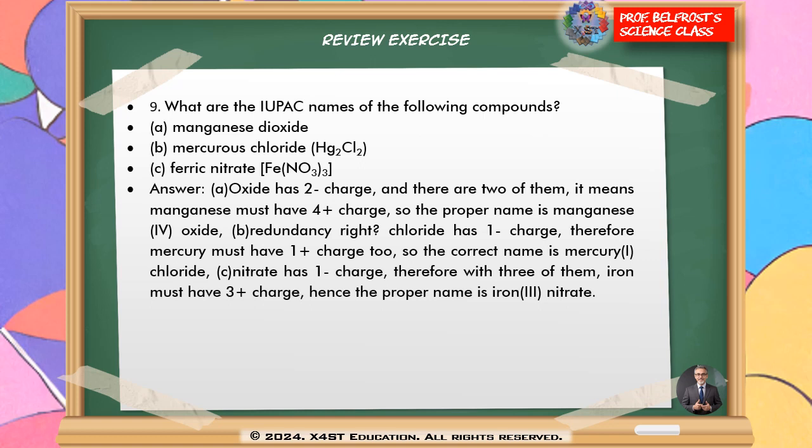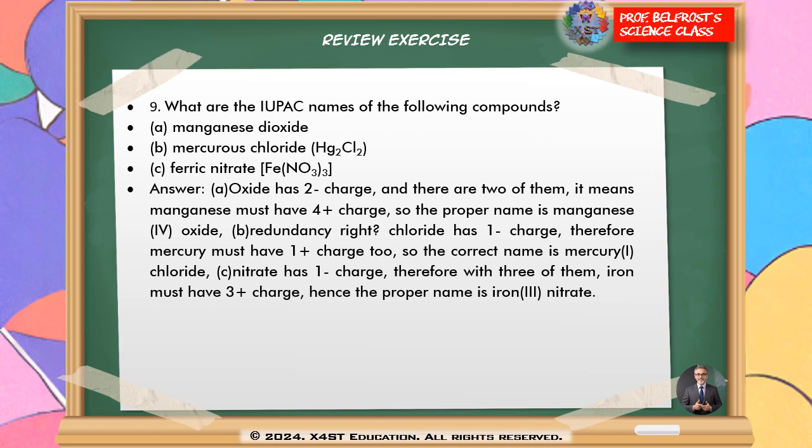Number 9. What are the IUPAC names of the following compounds? Manganese dioxide, mercurous chloride, and ferric nitrate. Oxide has a two minus charge, and there are two of them, so manganese must have a four plus charge. So the proper name is manganese(IV) oxide. For mercurous chloride, actually this is the wrong name. Because chloride has one negative charge, mercury must have one positive charge. So the correct name is mercury(I) chloride.